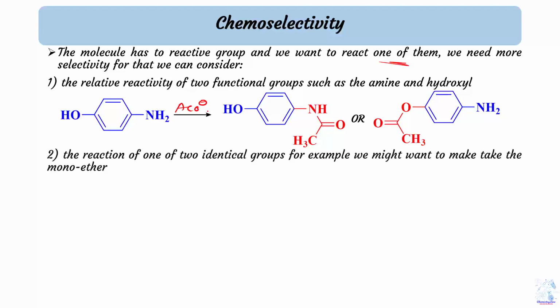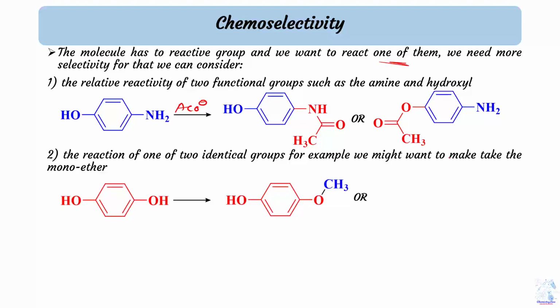Another example is the reaction of one of two identical groups. For example, we might want to make a monoether. First we use the diol, then react with methyl iodide or something, and we get the CH3O at one side. But if you rotate this group, this side will be similar to the other. So that is also a chemoselectivity problem which arises.